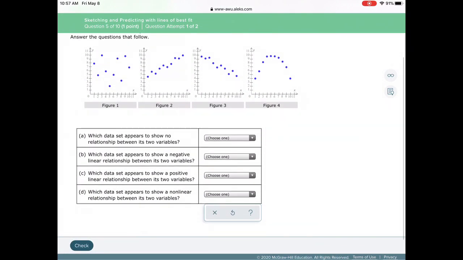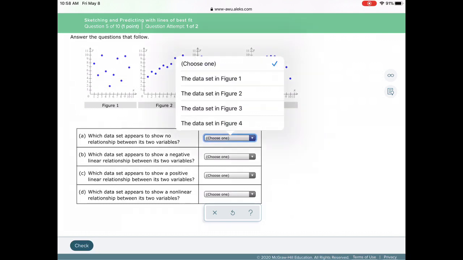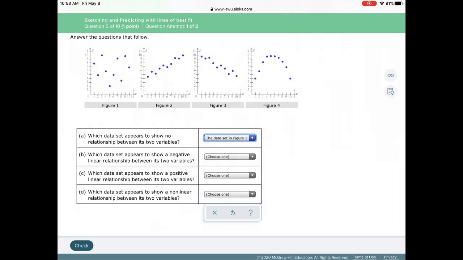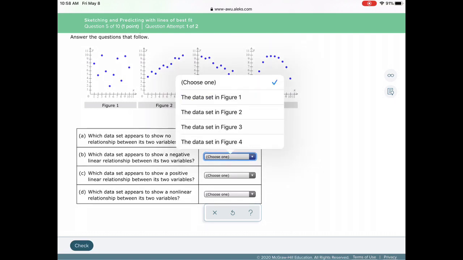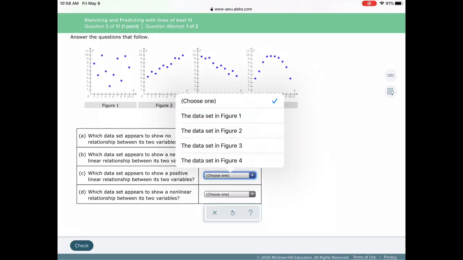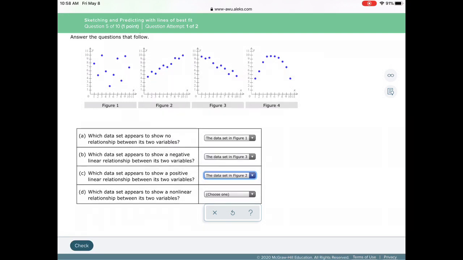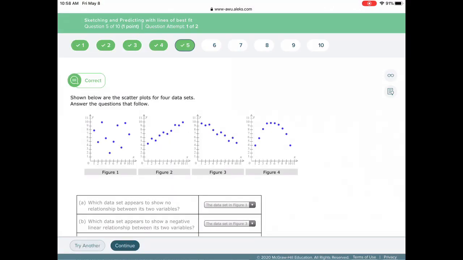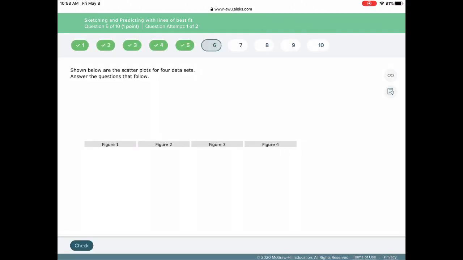Which data appears to show no relationship? That's definitely figure one. B, what data shows a negative but linear relationship? That's figure three because it's going downward from left to right. Positive linear is figure two, and then nonlinear is figure four because it was more like a curve and not a line. Now, there's definitely a relationship with figure four. It's just not a linear relationship.